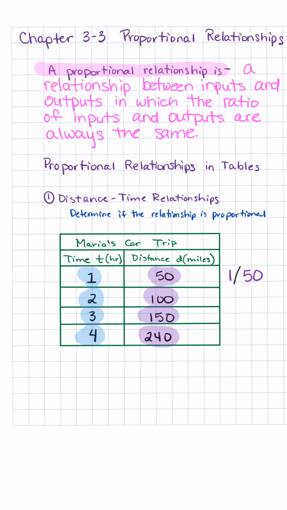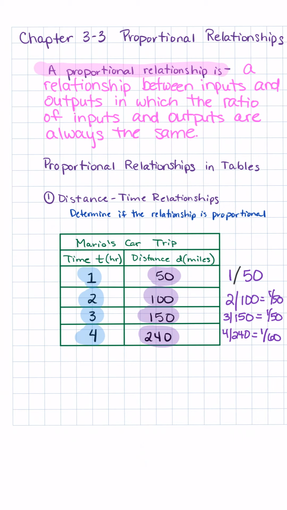So this one, 2 to 100, that can be reduced. Divide both of them by 2, you get 1 over 50. 3 and 150, 3 hours, 150 miles. That can also be reduced to 1 over 50. We're looking proportional, but then we end up with this one, 4 to 240. Divide those by 4, that equals 1 over 60.